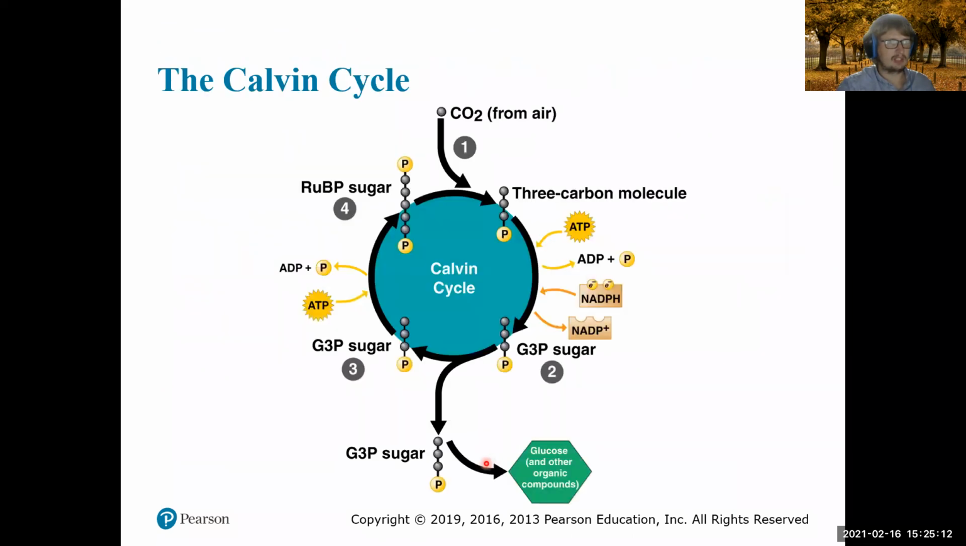So let's just look at a figure of this, okay? So here we have your carbon dioxide from our air, right, from our atmosphere. We have what's called an RUBP sugar, and this sugar has 5 carbons, right? This carbon from CO2 will be attached to this molecule, and it will turn it into a 6-carbon molecule.